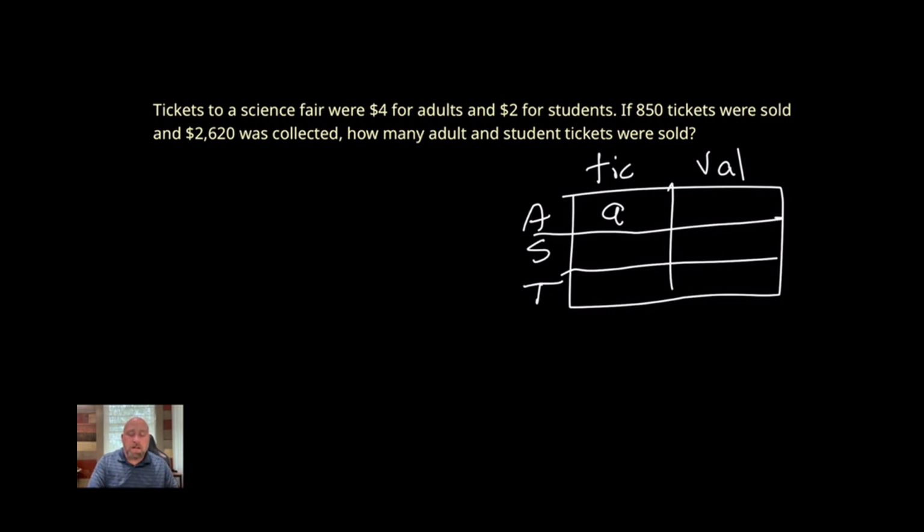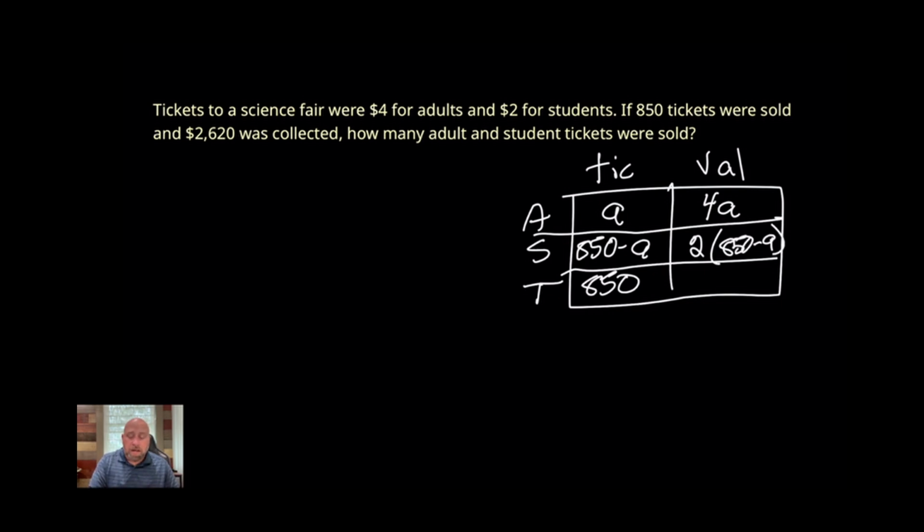The value of the adult ticket was $4. So 4 times A, 4 times the adult ticket. The student tickets, now we have to base it on the adult ticket. How many total tickets were sold? 850. Okay. So this is going to be 850 minus A, and that's going to give us how many student tickets. How much was the student ticket? It was $2, so 2 times 850 minus A.